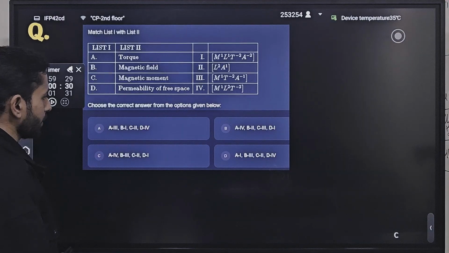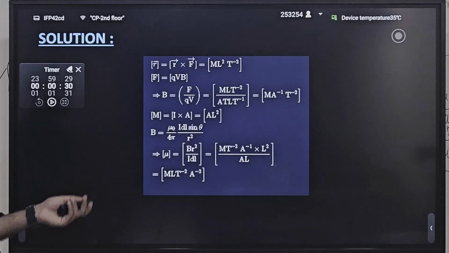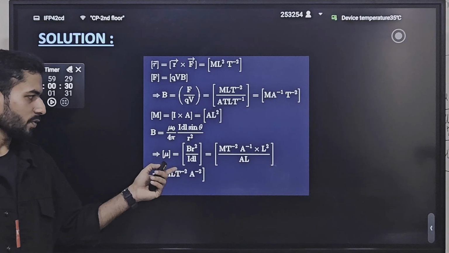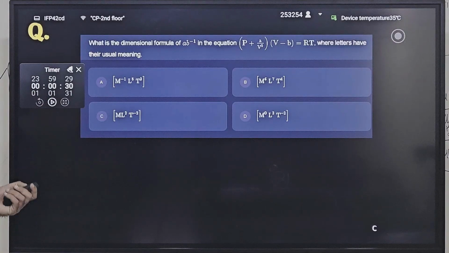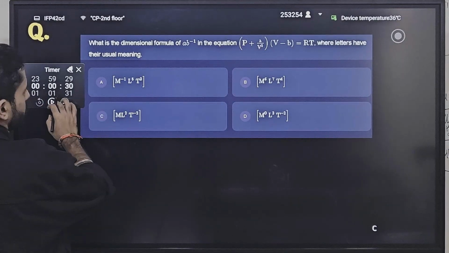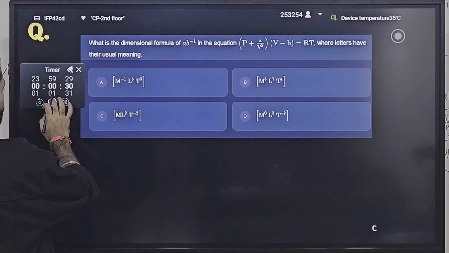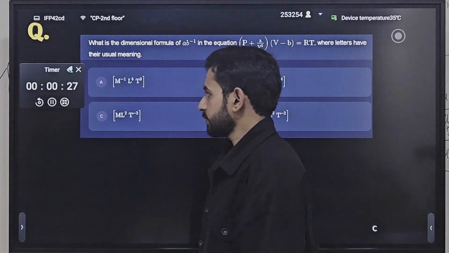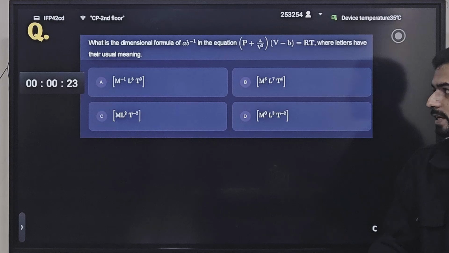See how easy the questions are. Solution is given. If you go by this method, you have to put in all the values and then solve. Now, this question is again an easy question. 30 seconds is sufficient. Solve it fast. Very easy and very conventional question of units and dimensions.